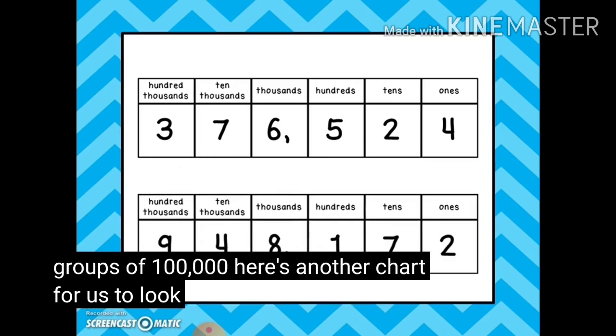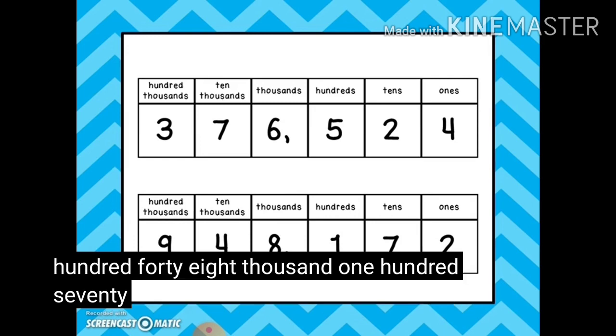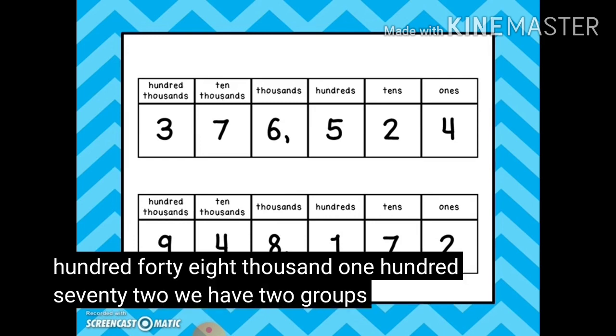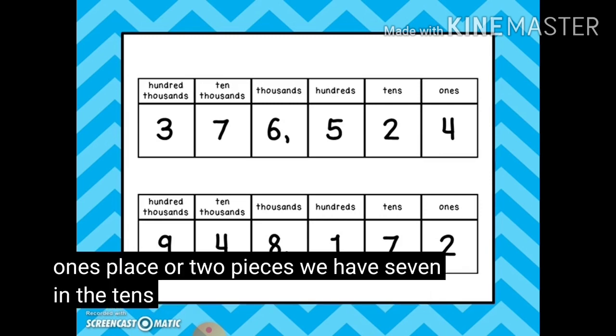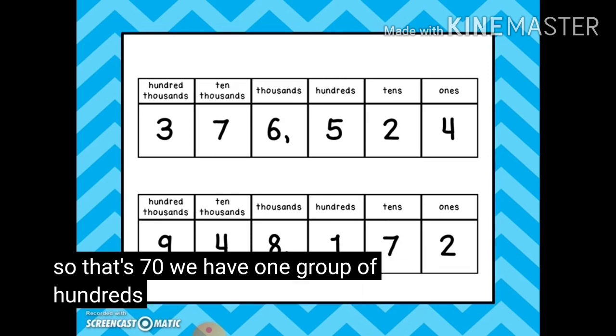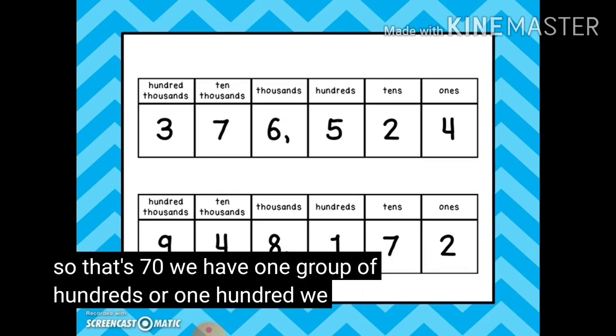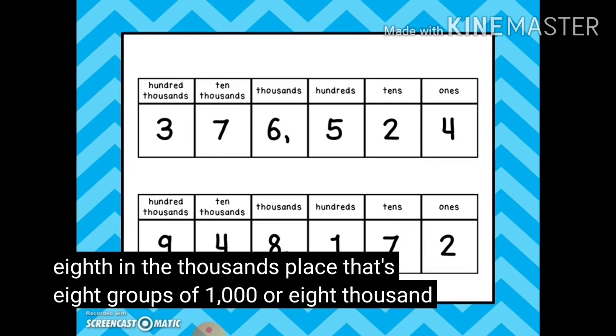Here's another chart for us to look at. This number is 948,172. We have 2 groups in the ones place, or 2 pieces. We have 7 in the tens place, or 7 groups of 10, so that's 70. We have 1 group of hundreds, or 100. We have an 8 in the thousands place. That's 8 groups of 1,000, or 8,000.